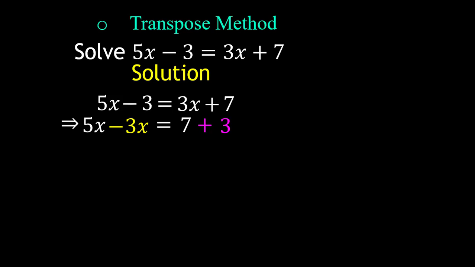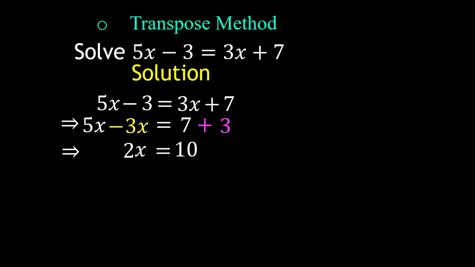And now simplifying both sides, 5x minus 3x will give us 2x, and 7 plus 3 will give us 10, as shown on the screen. Now we have 2x equal to 10. We are still using the transpose method. Here we are looking for x, but you realize that x is being multiplied by 2. And since 2 is multiplying, we simply have to move the 2 to the right hand side of the equation. Once it is multiplying, it is going to divide at the right hand side.